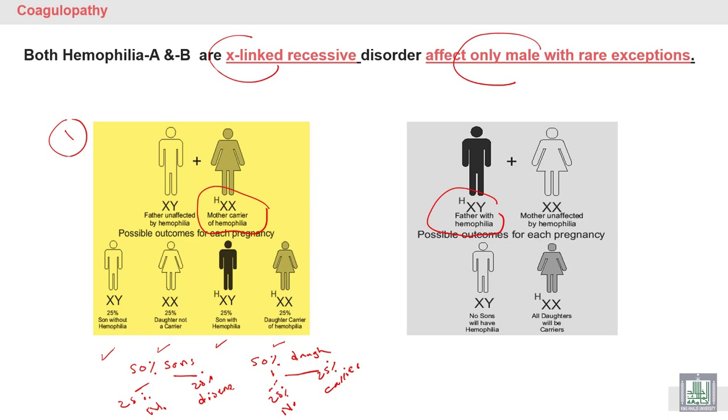We'll go to the second example. Here the father has hemophilia while the mother is unaffected. The outcome is that no sons will have hemophilia, while all daughters will be carriers for this pregnancy. So the father will affect all his daughters.